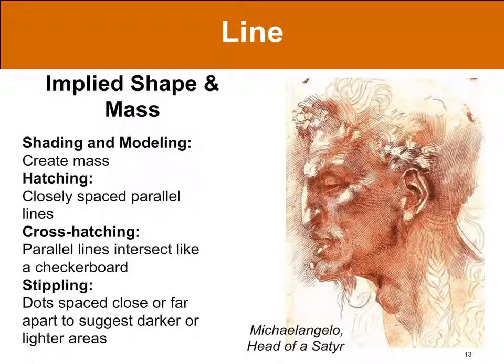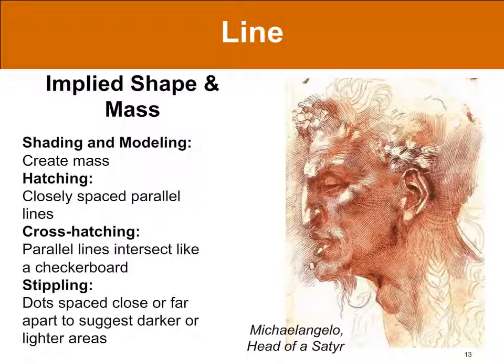So what are some techniques that artists use to imply shape and mass? Using different types of line will imply shape and mass. You can see how Michelangelo has made this figure seem to be three-dimensional by creating light and dark areas that we call shading and modeling. One technique he used to create shading and modeling is hatching, where you see single lines drawn closely together. That creates a shadow or a value. Another technique he used to create modeling and shading is called cross-hatching. When lines are intersected like a checkerboard, it's cross-hatching.